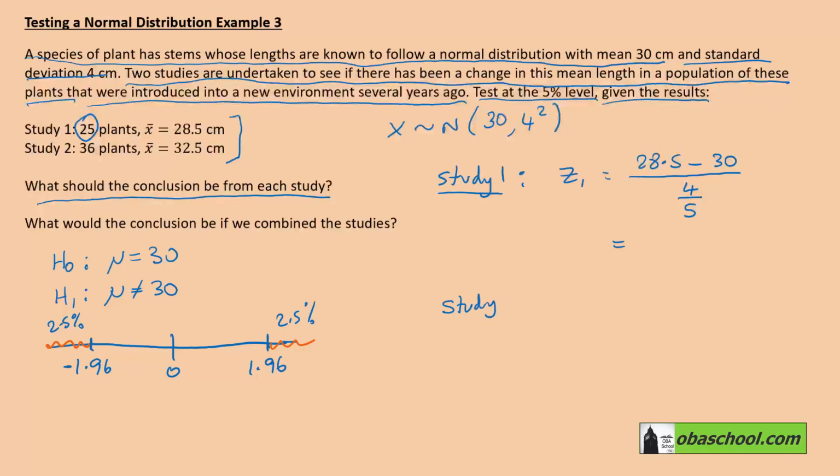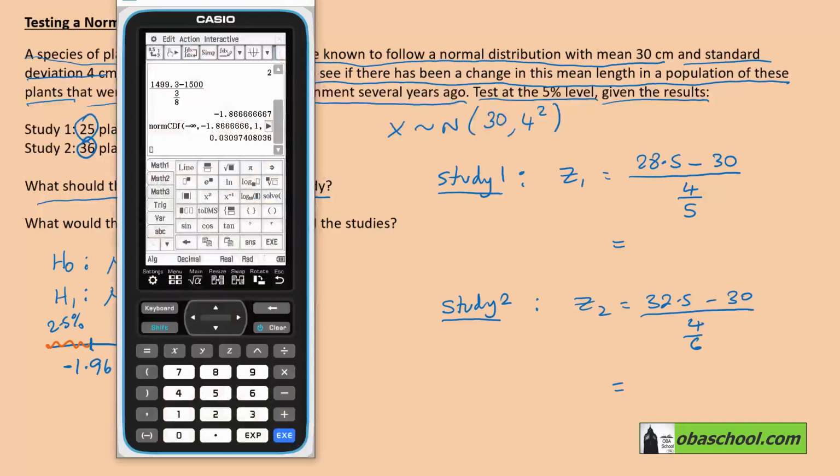And then for study 2, let's call it Z2, that's going to be 32.5 take away 30 divided by 4 over, they took 36 plants, so that one is 4 over 6. And again, we can calculate that. So let's calculate each of those.